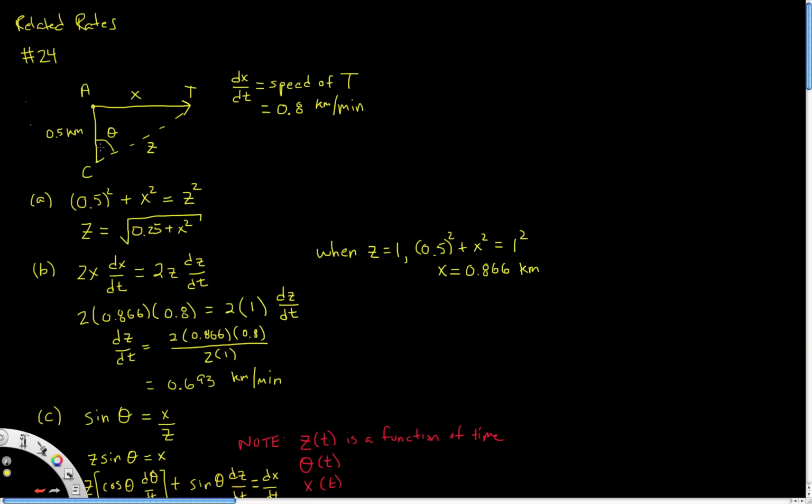by x. There's a camera located to the south of point A, which I labeled with point C, and I said that distance is 0.5 kilometers. That was given to us in the problem. And then I drew in a dotted line, which is the distance between the camera and the train. They tell us in the problem that the speed of the train is constant and is 0.8 kilometers per minute. And so I wrote that as dx/dt, which is the speed of the train, 0.8 kilometers per minute.